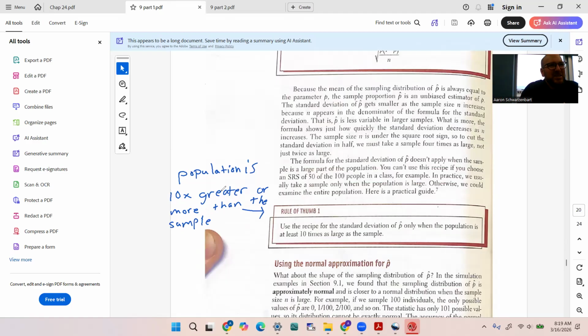And if it's not, you probably might as well just have used a census. If you properly censused and you actually included everybody, you got your results. You don't need to do anything else. That makes sense?